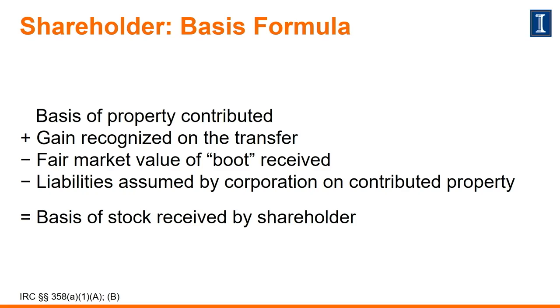However, you will soon learn about several situations in which adjustments to the general rule of exchange basis are necessary. Thus, more broadly, the shareholder's basis in the stock received in a Section 351 transaction is the basis of the property contributed, plus any gain recognized on the transfer, less the fair market value of other property received besides stock, called boot, less any liabilities assumed by the corporation on contributed property. You will use this formula quite a bit going forward.